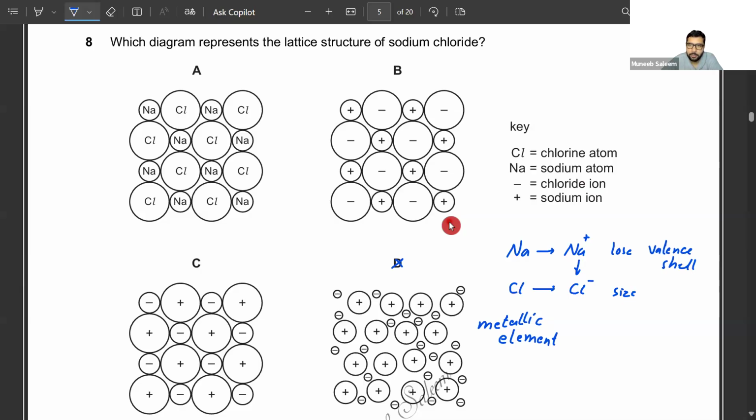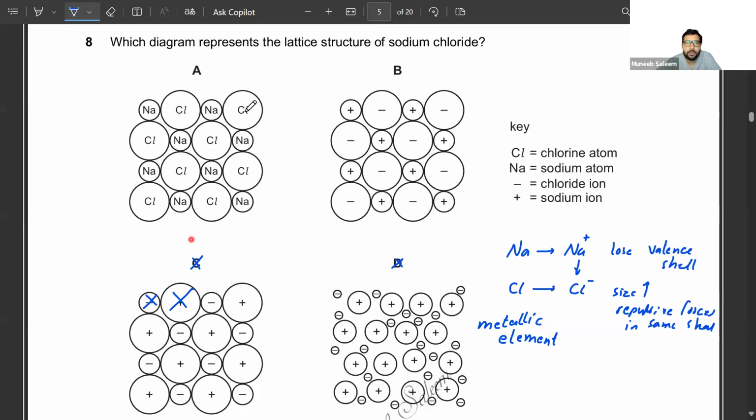That increases the repulsive forces in the same shell. So that's why the size of the anion is greater as compared to its parent neutral atom. So C becomes wrong because here cation is greater and anion is smaller. So that's why this is wrong. The size is wrongly mentioned.